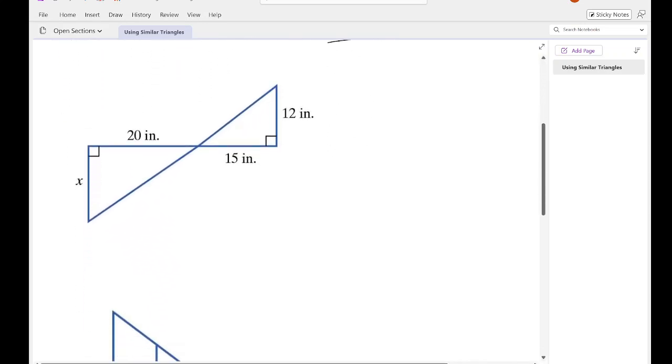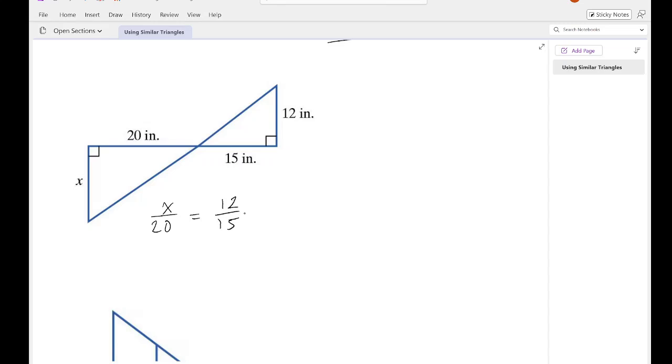Next, we've got these two right triangles. So this little one here and this slightly bigger one here. So again, I'm going to do the ratio of their sides. So I'm going to do x over 20 and 12 over 15. If you break it off here and flip it around, it would actually look more like this. So that's why I'm doing x over 20 and then 12 over 15. So x over 20 equals 12 over 15.